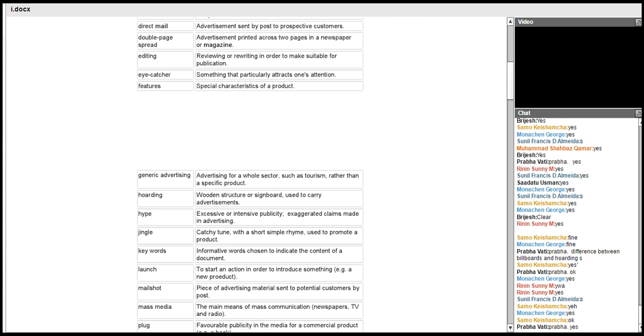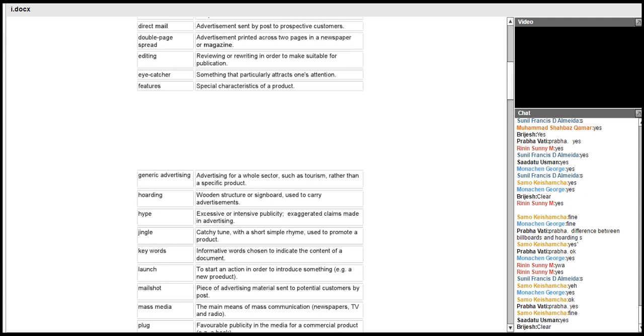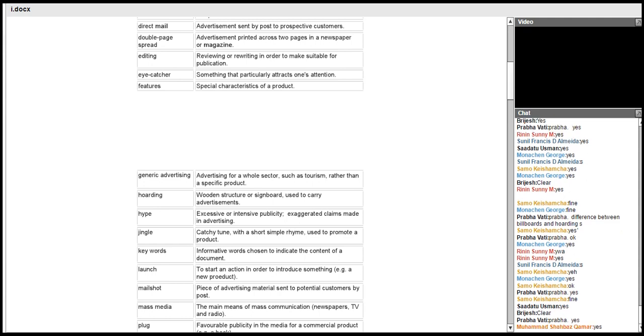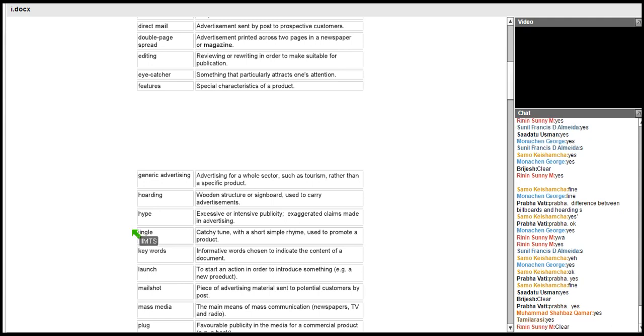Is it clear? How about others? Diksha, what about you? Najat, are you able to follow what I am teaching? Please respond in the chat box. Fine.